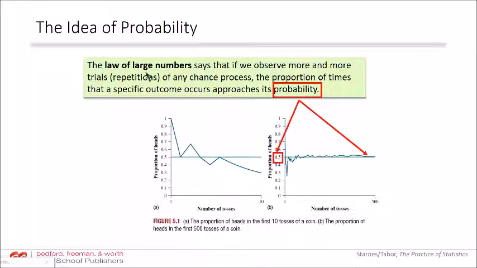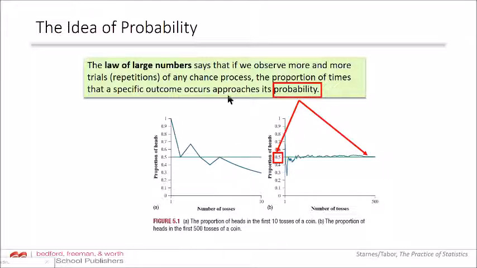So the law of large numbers says that if we observe more and more trials or repetitions of any chance process, the proportion of times that a specific outcome occurs approaches its probability. So like we said, you and I both know that when you flip a coin, the probability of getting heads is 50%, because there's one head and there's two options, right? A heads or a tails. So 1 out of 2, 50%.